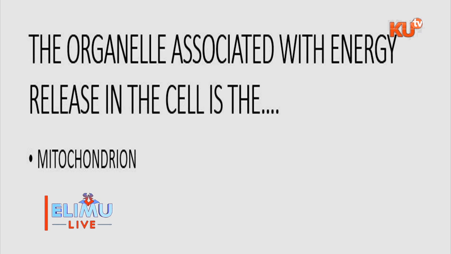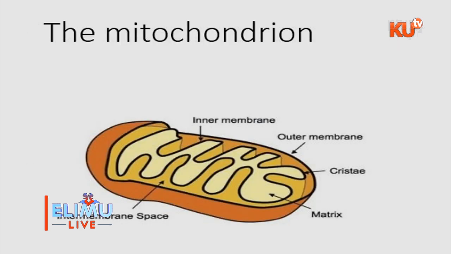As you can see, the mitochondrion is an organelle that has parts. The first part that I'm seeing is the matrix. I'm also seeing the cristae.